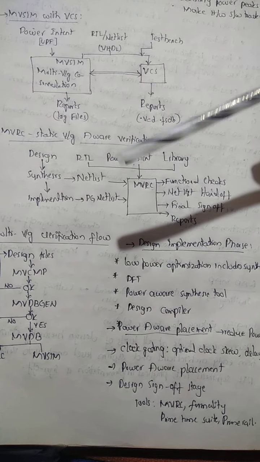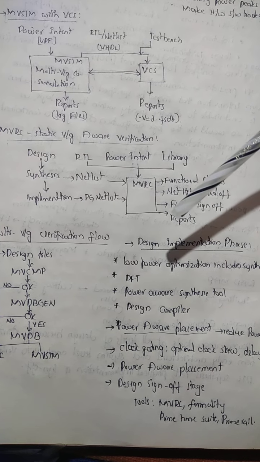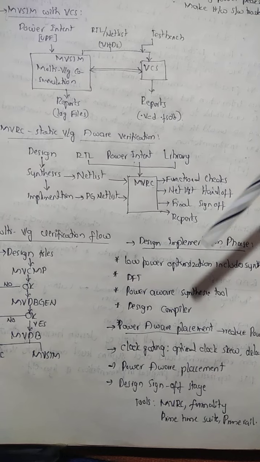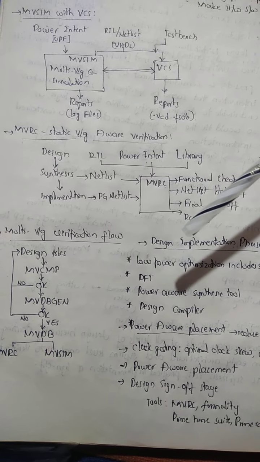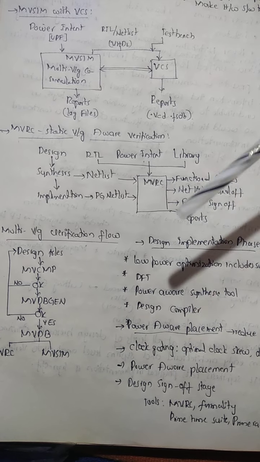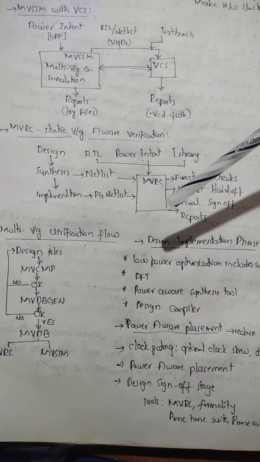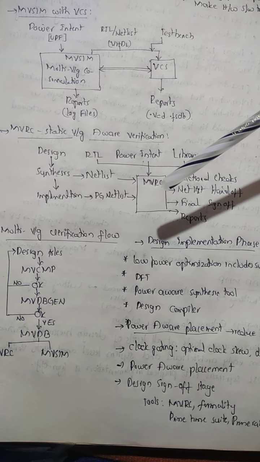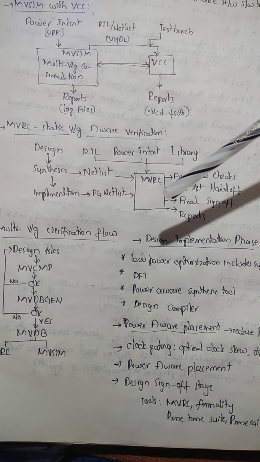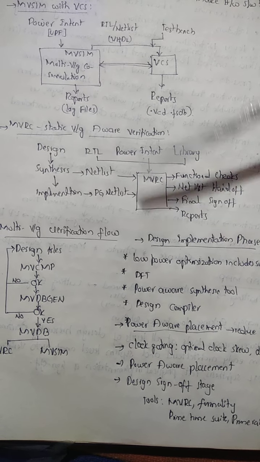VCS does not differentiate between two voltage levels. VCS accepts the RTL, and UPF provides multi-VDD, multi-domains. So MVSIM with VCS deals with multiple voltage levels.